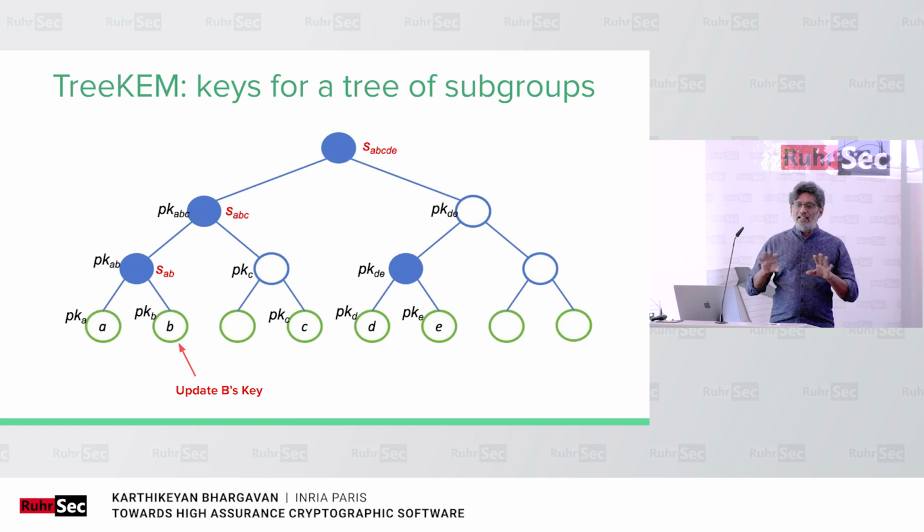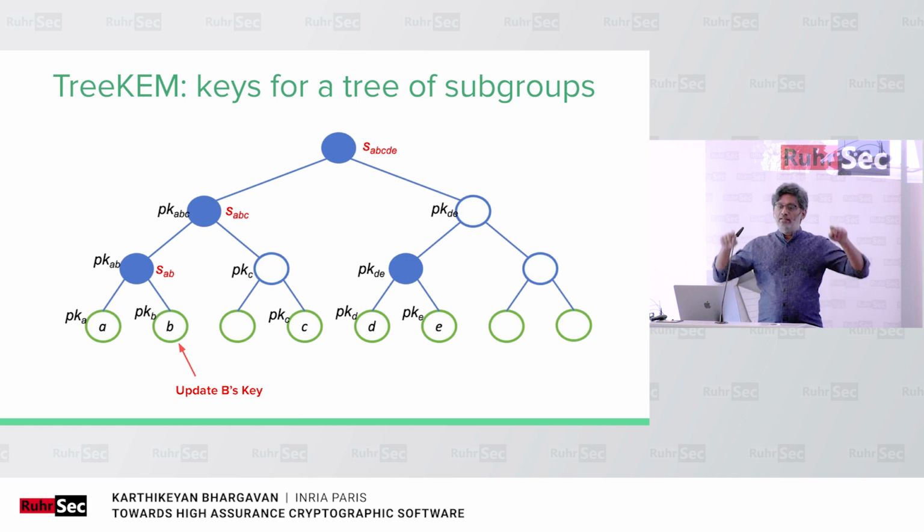Just to see why this is more efficient, let's just take one example. This is a tree with 5 users in it, A, B, C, D, and E. The other leaves are empty, okay? So the users are represented by the leaves of the tree. And then the nodes represent subgroups of them. So the node above A and B is a subgroup consisting just of A and B. The node above that is a subgroup consisting of A, B, and C, and so on.